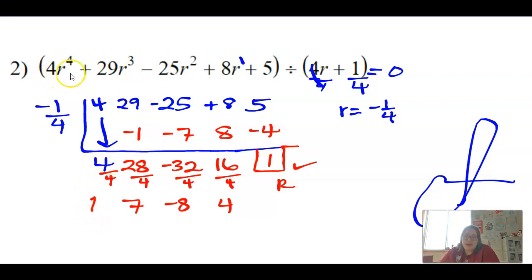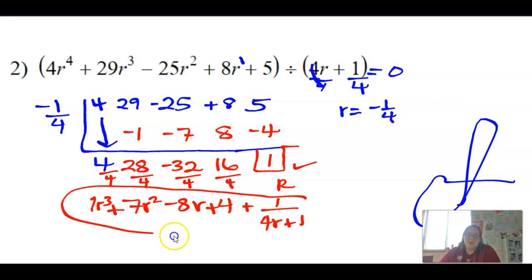So now I just have to write in my variables, and since we started with r to the fourth, we go down to r to the third. All right, so it'd be 1r to the third, or just r to the third, plus 7r squared, minus 8r, plus 4, and then we do our remainder, plus 1 over 4r plus 1. So there you go. There's your synthetic division hack for long division problems.